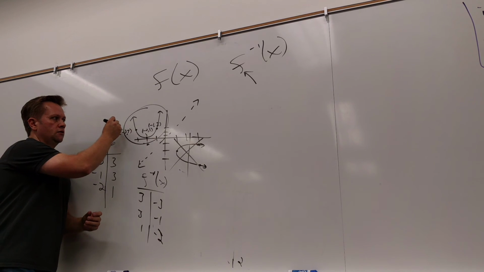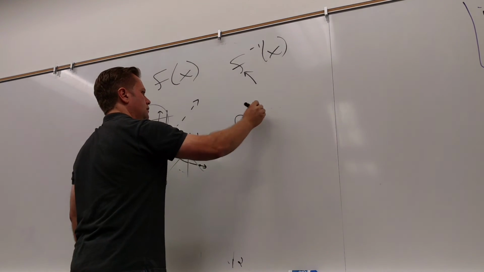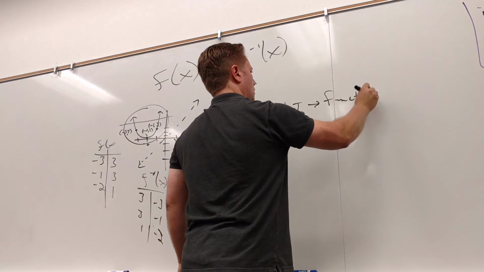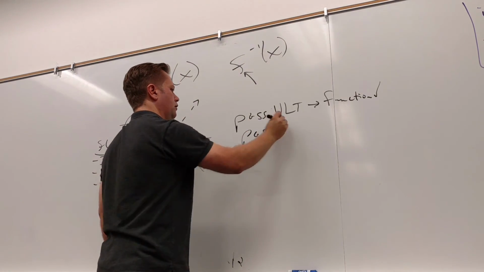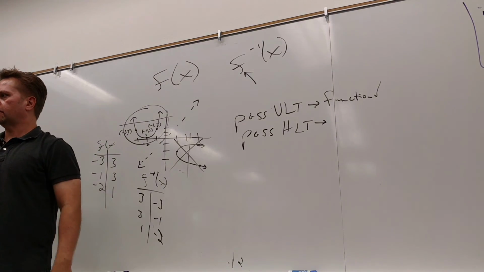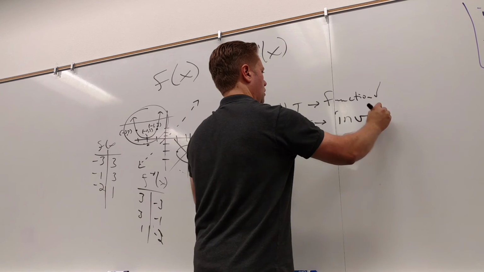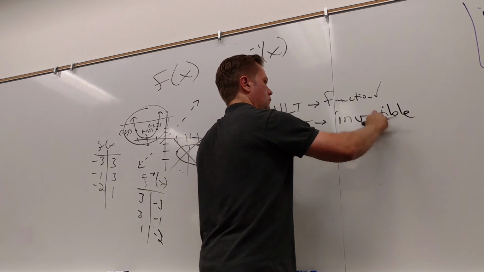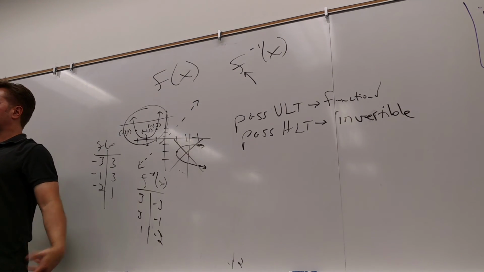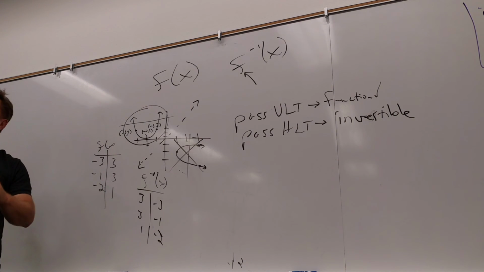So I'm going to use the horizontal line test. If it passes the vertical line test, it is a function, right? Function, check. If it passes the horizontal line test, not only is it a function, it has an inverse. So I officially call it invertible. So an inverse exists. I like it. Now let's really analyze.